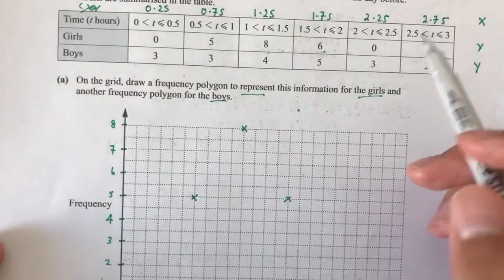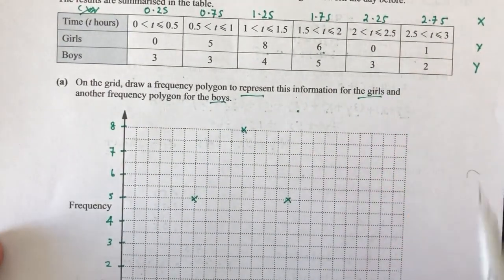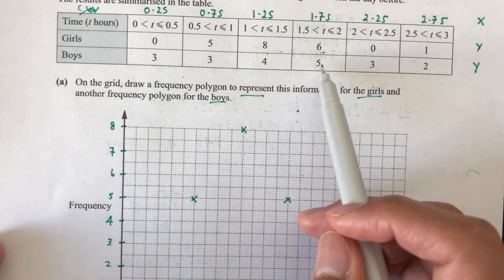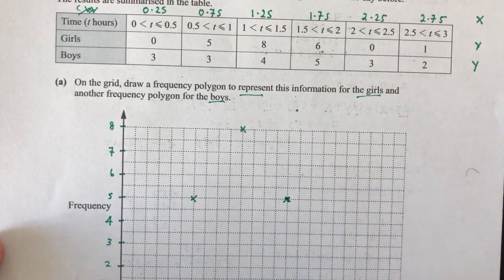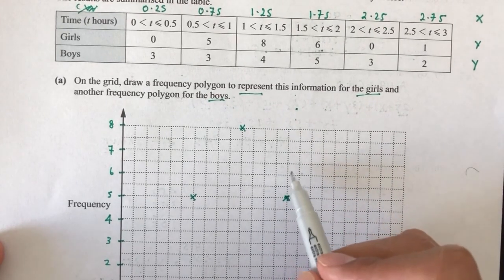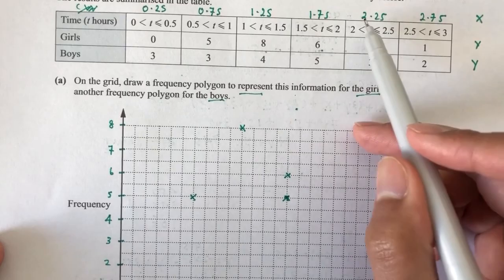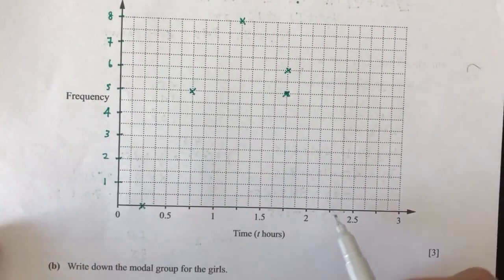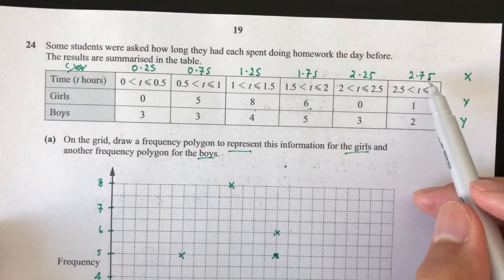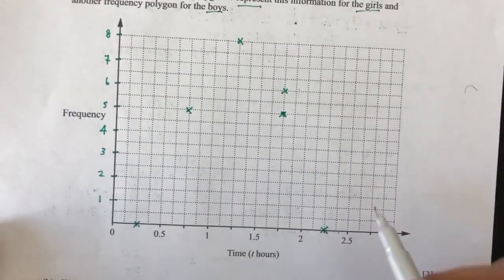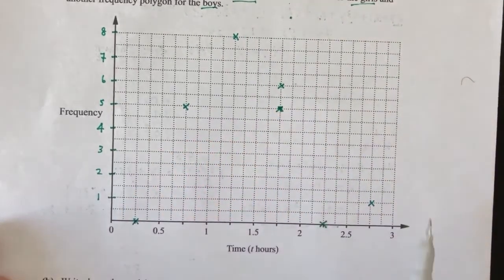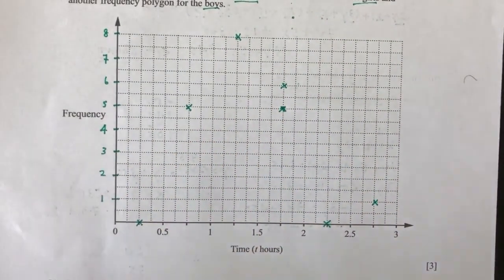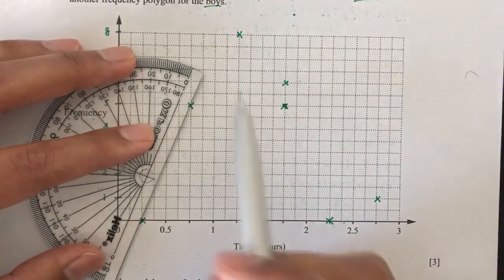Okay. Next one is 2.25, 0. Oh, sorry, I messed up here. So actually 1.75 is 6. So let's take this off. 1.75 will be 6. It's here. 2.25 is 0. So 2.25 will be 0. And the last one is 2.75, 1. 2.75 is 1 here. Okay, that's the points for the girls. So let's join that together. So we have the polygon for the girls.